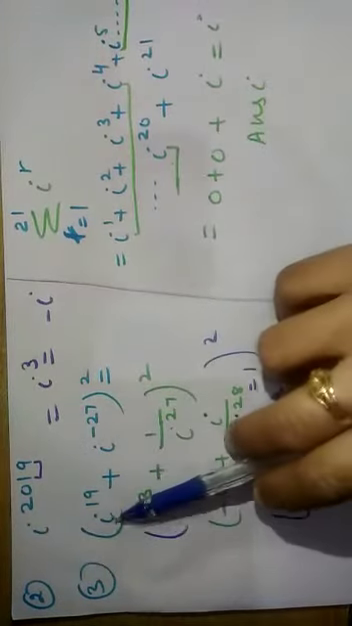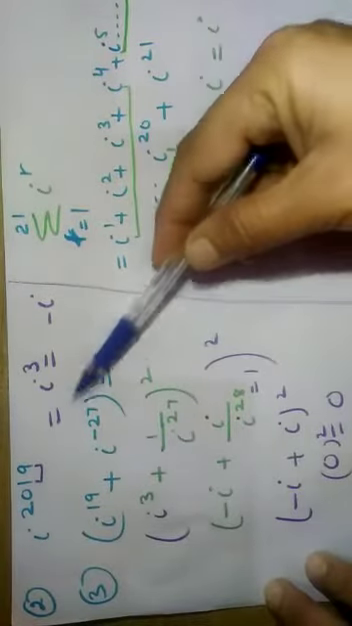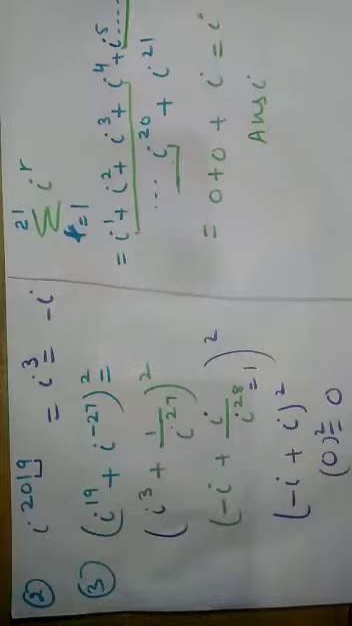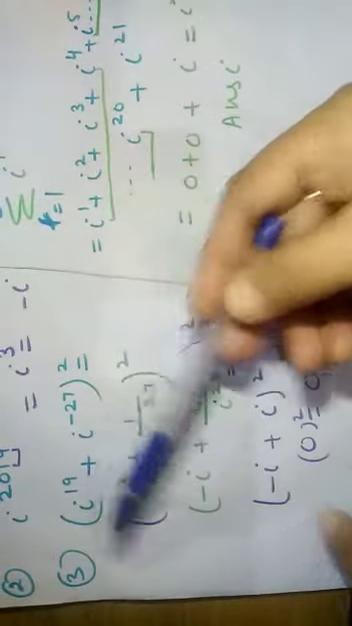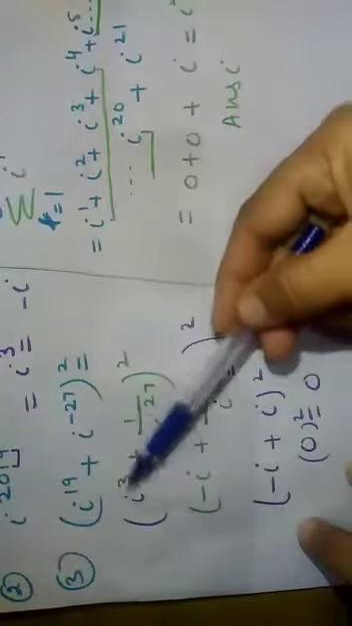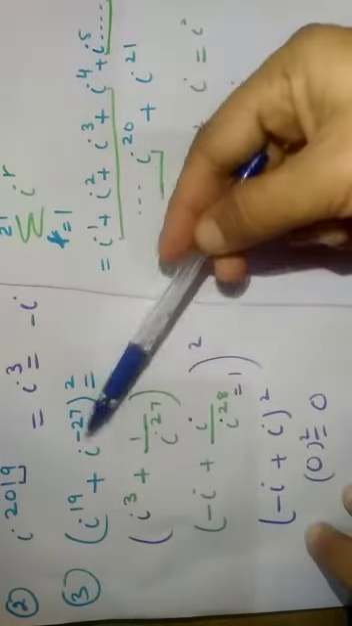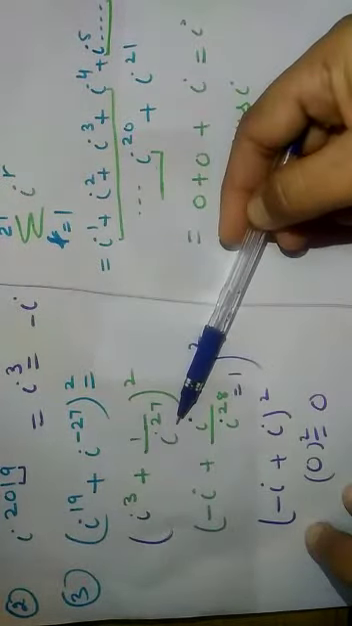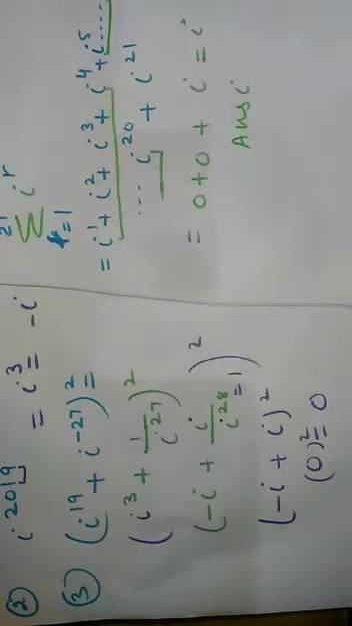Next example, iota raised to power 19 and iota raised to power minus 27 whole square. How to solve it? Simply, 19 is not a multiple of the 4. The multiple of the 4 is 16 only, and the left remainder is 3, right? So I can write it as iota raised to power 3. And what about minus 27? This is a negative power, so I can take it in the denominator. After taking it in the denominator, 27 is not a multiple of the 4.